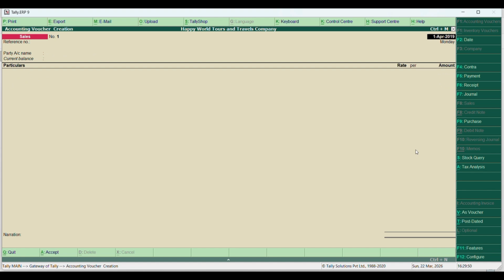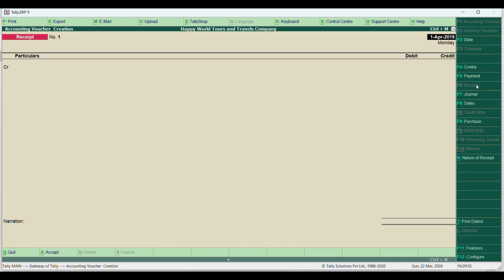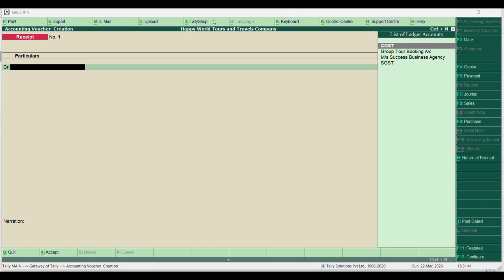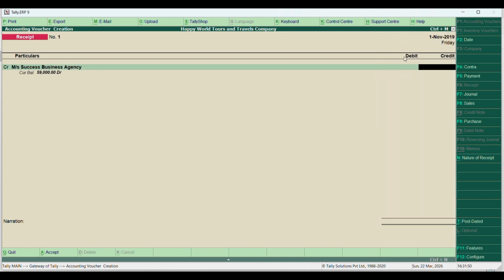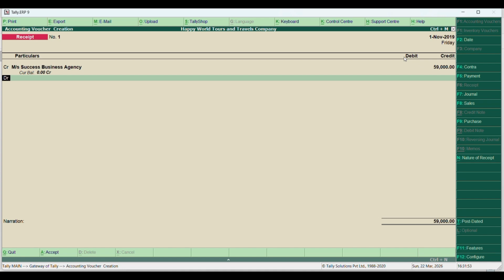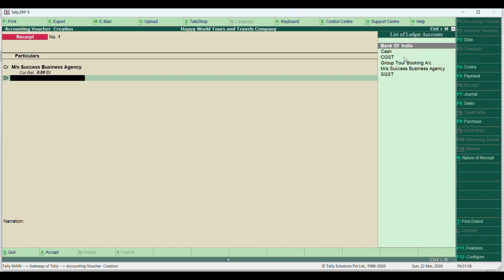Now since we have received the commission, we have to create the receipt voucher. So we are again going to create it for 1st November 2019. So debit what comes in and credit what goes out. So we will credit MS Business Agency with the amount 59,000 including the GST amount, and debit Bank of India 59,000.